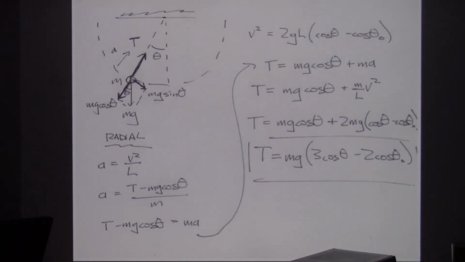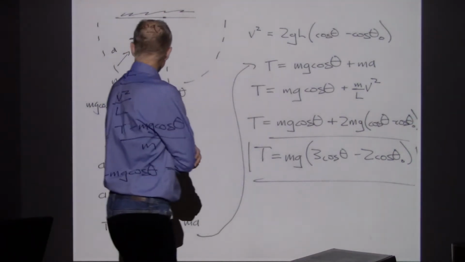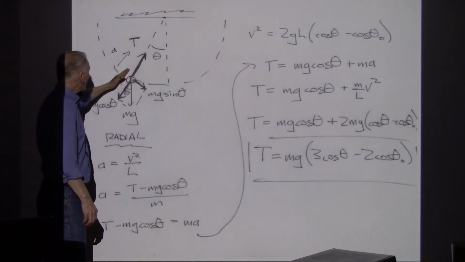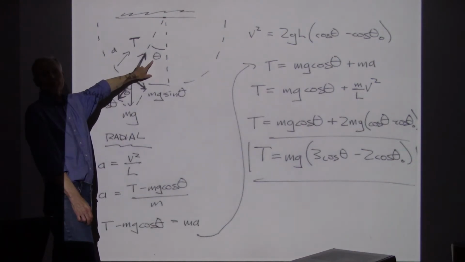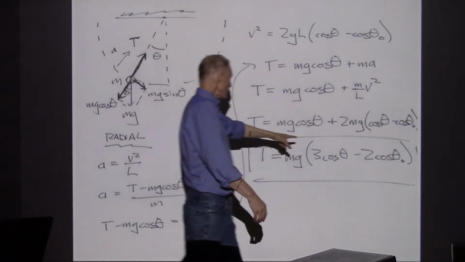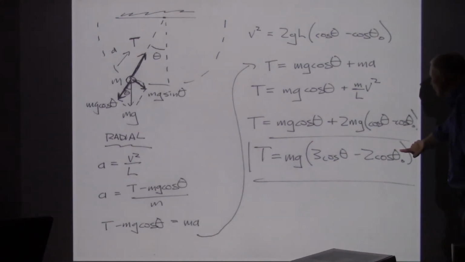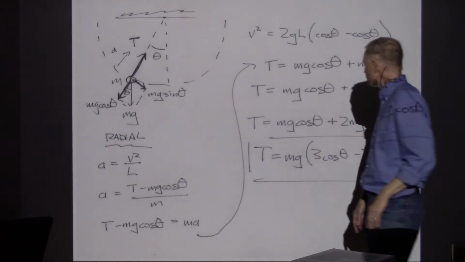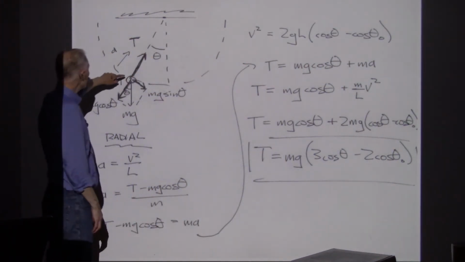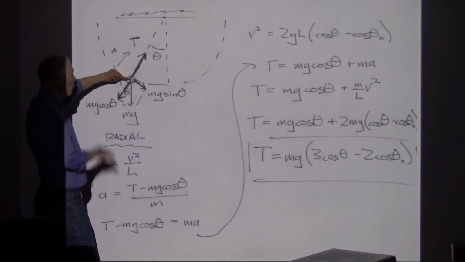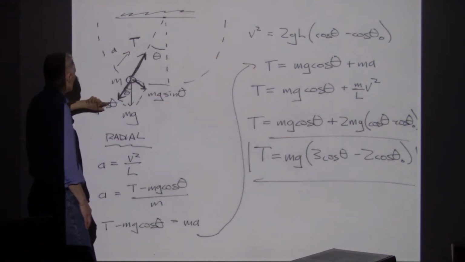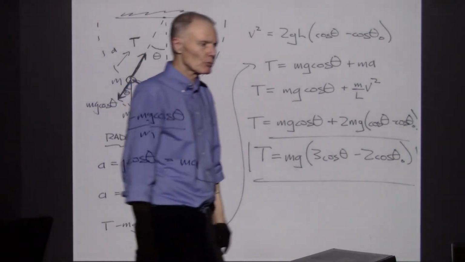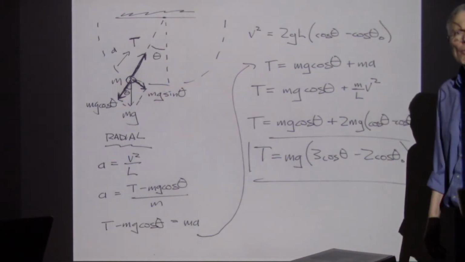Let's ask this too, what happens at the edges where it comes in and slows down and stops? When it stops, what's theta equal to? When it stops, theta is equal to theta naught. So that would be 3 cosine theta naught minus 2 cosine theta naught, that's cosine theta naught. And we can see that if this thing stops at this point, there's no radial acceleration going on, then T is equal to mg cosine theta. So it appears to be making the right predictions.